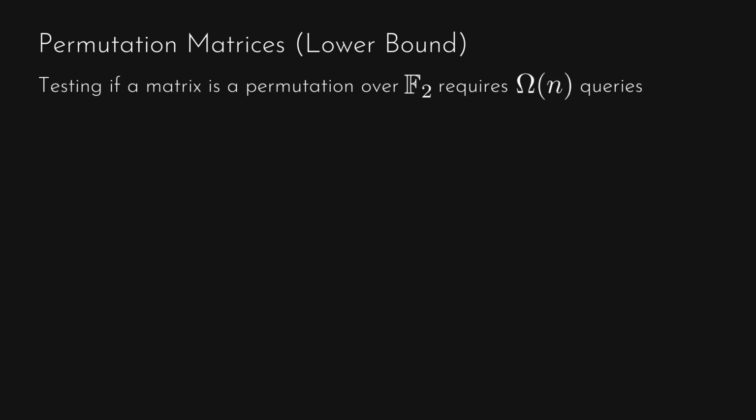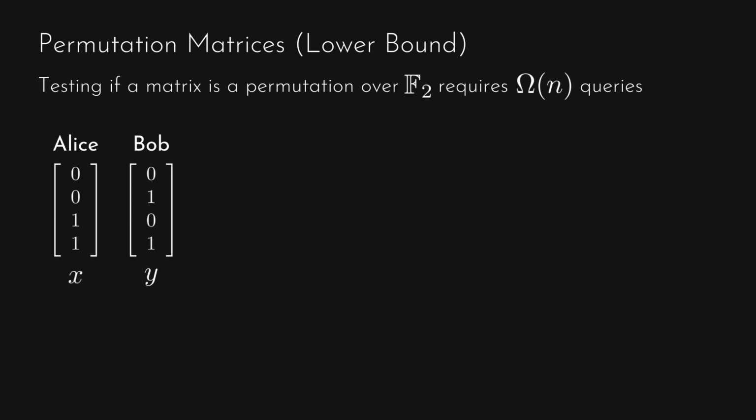When the field is F2, let me show a lower bound of Omega(n) on the number of queries to solve the permutation matrix problem. To do this, I will reduce the problem to the communication complexity question of set disjointness. Here, the 2 players Alice and Bob each have a length n binary string, and they want to determine if the strings are disjoint, or if there is a position where both strings have a value of 1. It is well known that this requires Omega(n) bits of communication, even for randomized communication protocols.